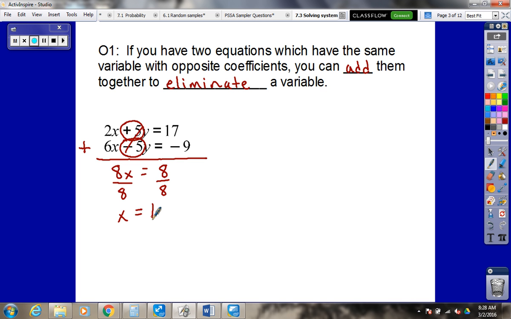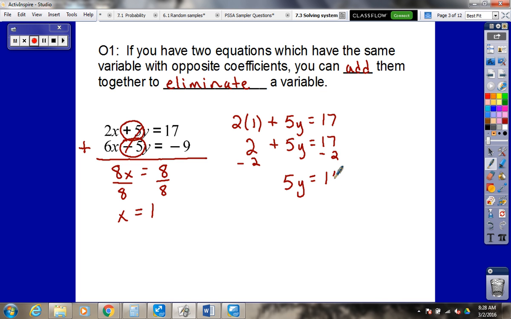Okay, now we have to find out what y is. How am I going to do that? Good. Put the x into, it doesn't matter which equation. I'm going to pick the first one. So 2 times x, 2 times 1, plus 5y equals 17. 2 plus 5y is 17. Subtracting 2 from both sides gives us 5y equals 15. Dividing both sides by 5 gives us y equals 3.